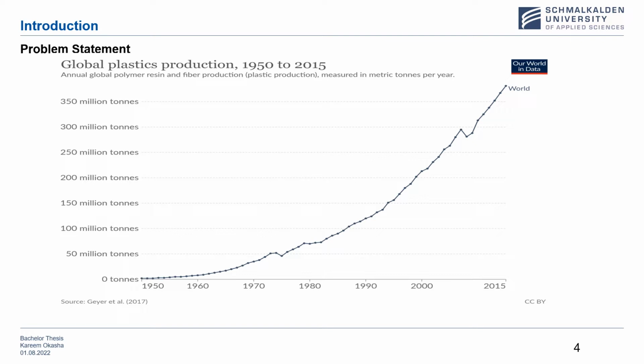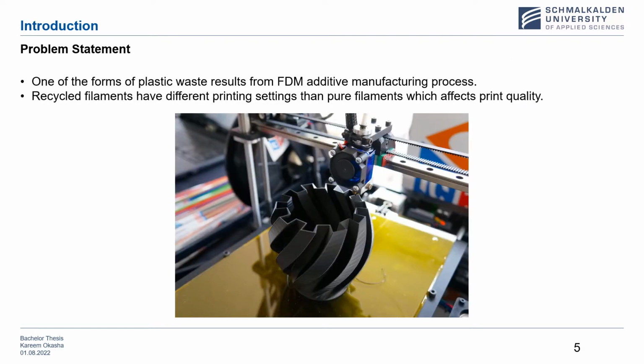As can be seen here, by the year 2015, our production of plastic had exceeded 350 million tons per year. One of the forms of the plastic industry is the FDM additive manufacturing process. And one of the obstacles which faces us when trying to recycle the plastic resulting from this process is that the recycled plastic properties differ from the pure plastic. So, when trying to use the printing parameters of the pure filament on the recycled one, we obtain bad quality.